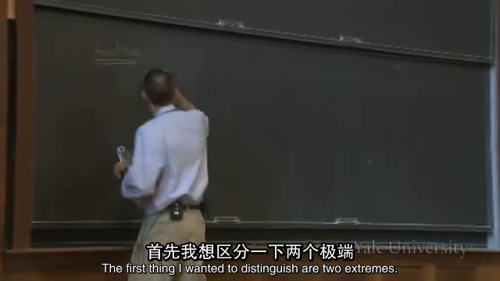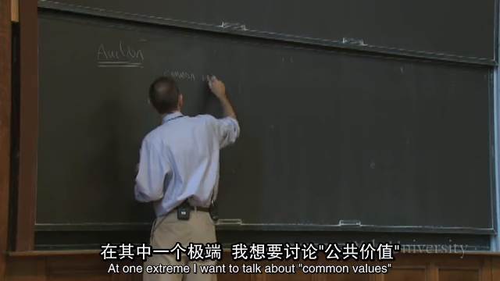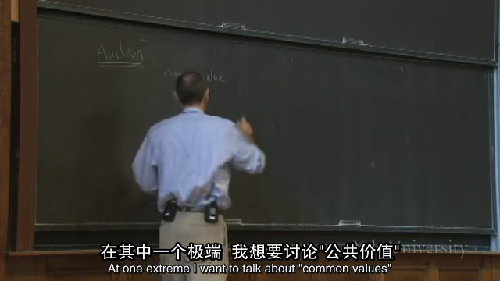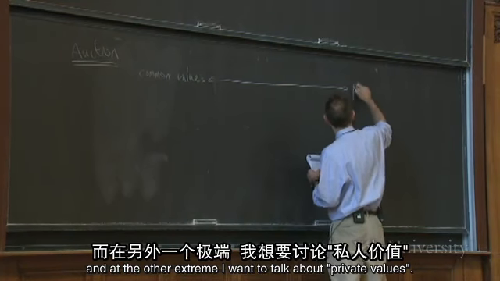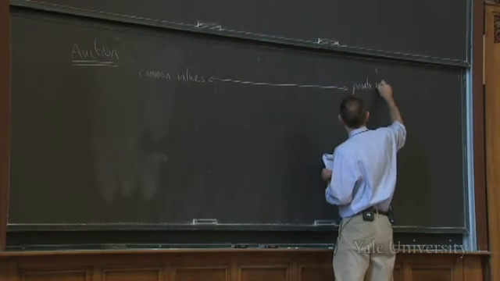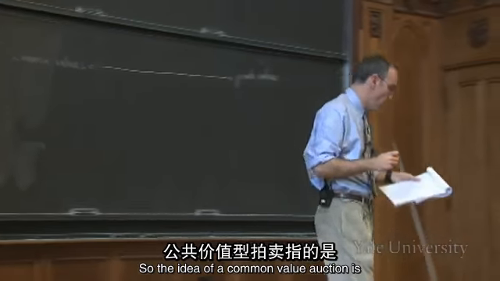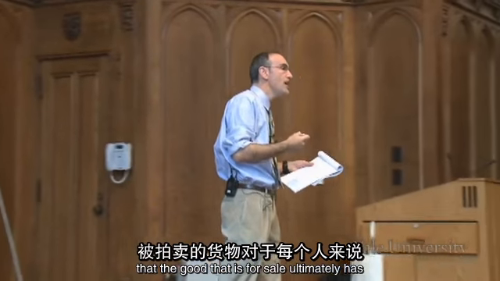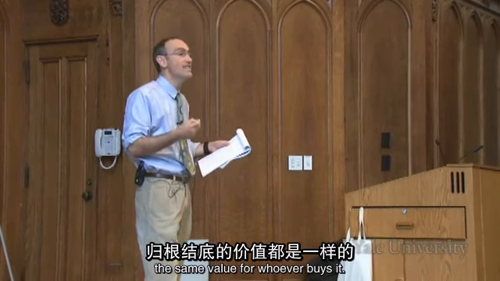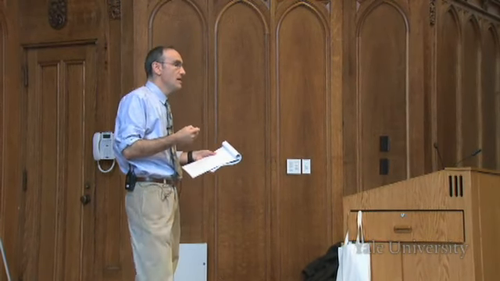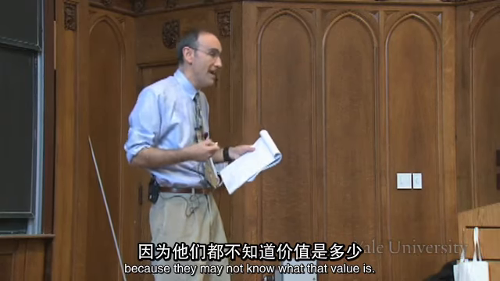And the first thing I want to distinguish are two extremes. At one extreme, I want to talk about common values, and at the other extreme, I want to talk about private values. So the idea of a common value auction is that the good that is for sale ultimately has the same value for whoever buys it. Now that doesn't mean they're all going to be prepared to bid the same amount, because they may not know what that value is.